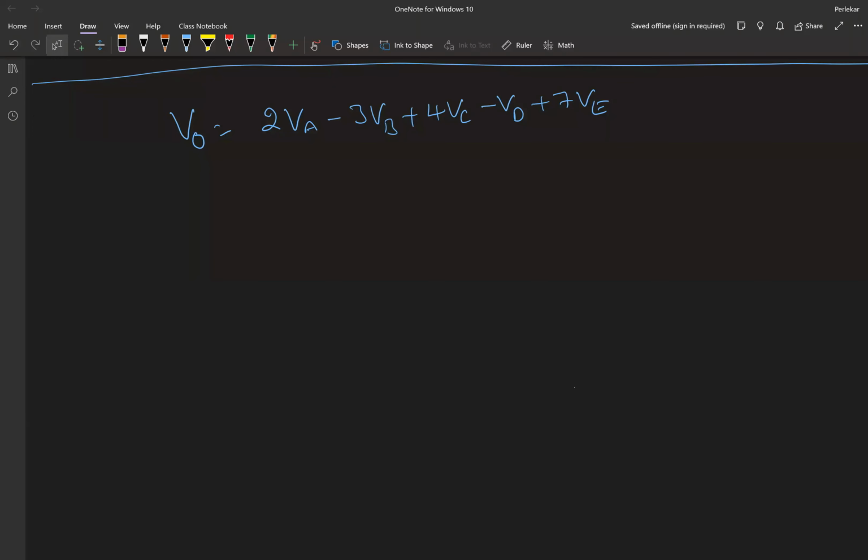Here is an example. He's asking us to design an operational amplifier which will give us this output. The output must be 2VA minus 3VB plus 4VC minus VD plus 7VE. How many inputs do I have here? These are all inputs, A, B, C, D, E. I have 5 inputs.